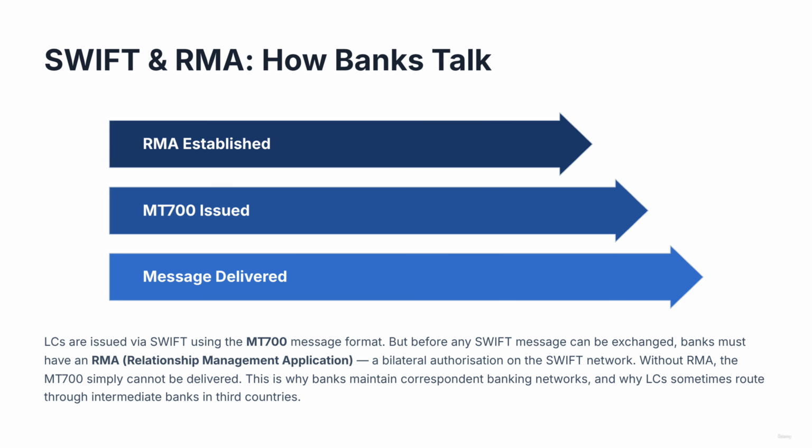Once the credit is approved and the LC is ready to be issued, the issuing bank sends it to the advising bank via SWIFT, specifically using a message format called the MT700, the standard electronic format for issuing a documentary credit. But here is something that rarely gets explained in textbooks.